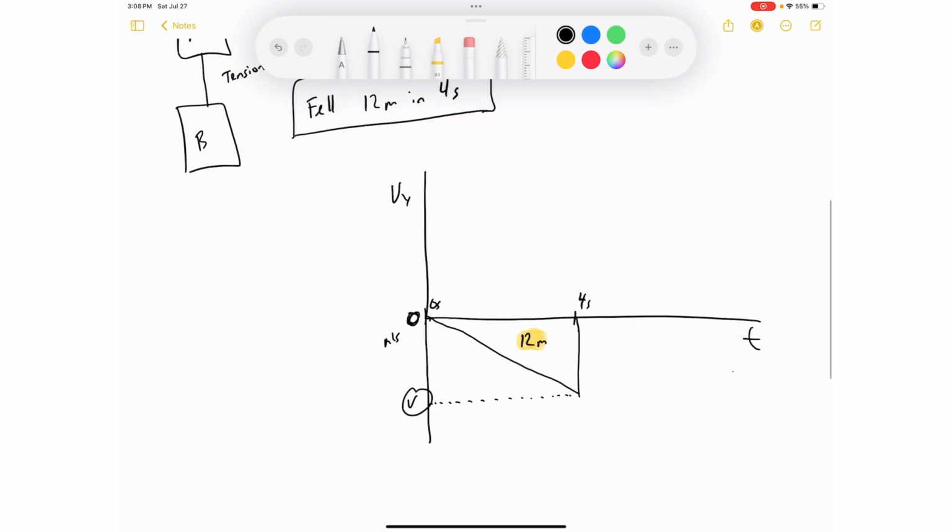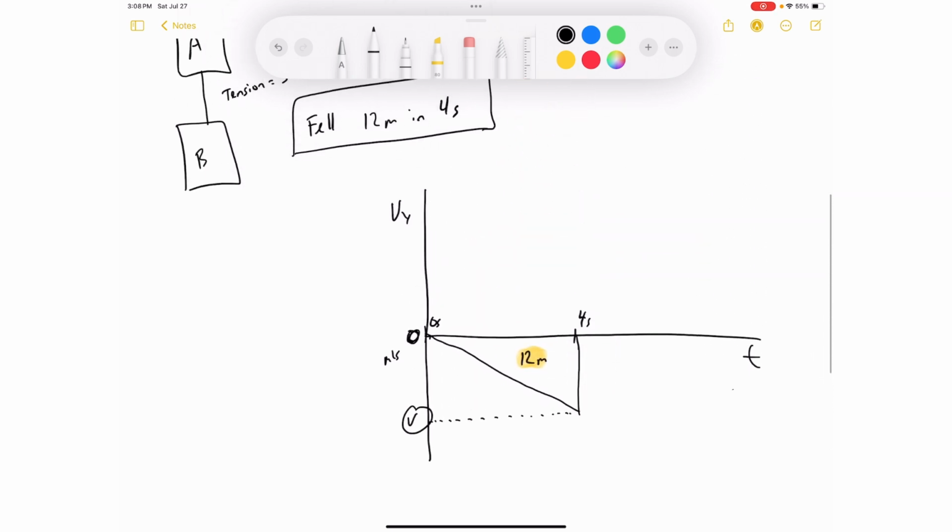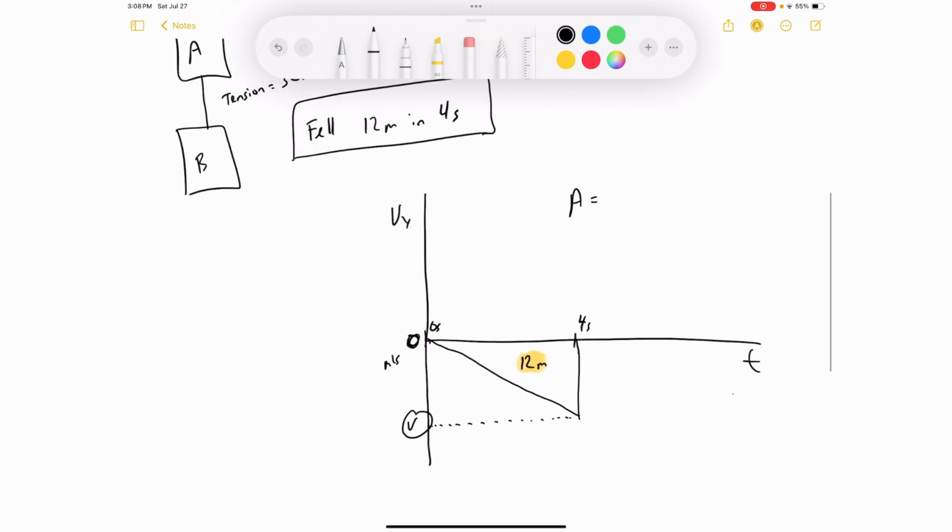You may remember that, using some basic trigonometry, the area of a triangle, and you can see here this is a triangle, is equal to 1/2 times the base times the height. The area, of course, is 12 meters. The base is 4. And so half of 4 is 2, and 12 divided by 2 is 6, so that means 6 is equal to the height, and the height here represents the velocity.